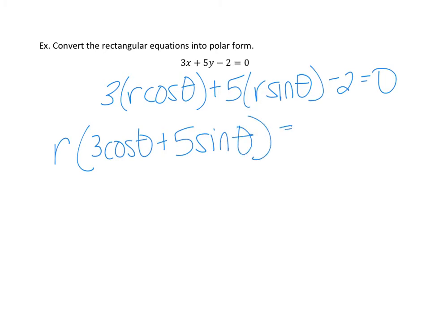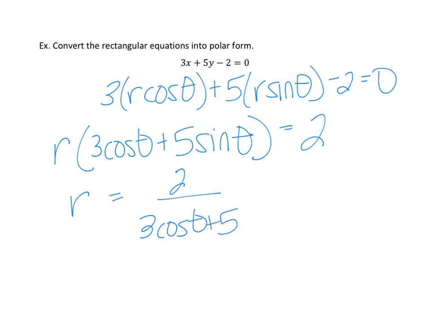Let's go ahead and move the 2 over. We add the 2, so that equals 2. Now r equals 2 over 3 cosine theta plus 5 sine theta.